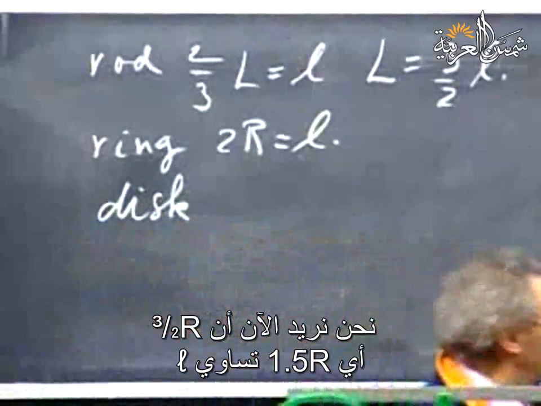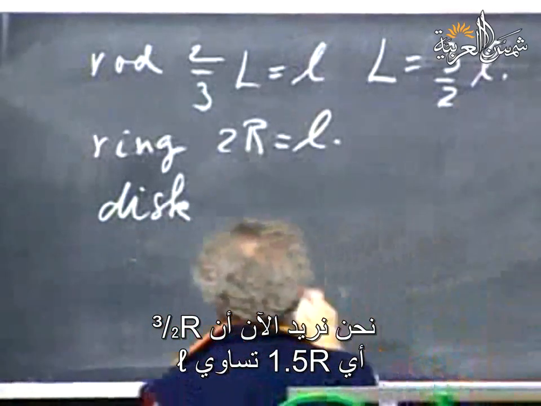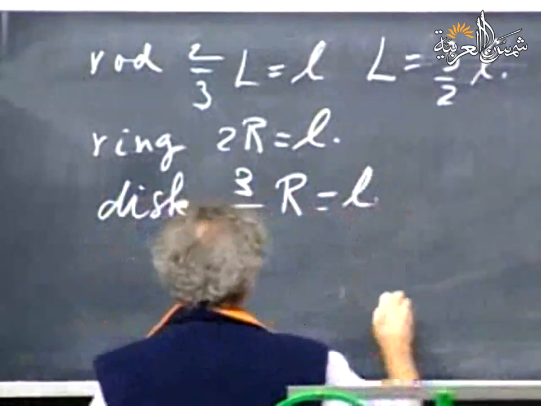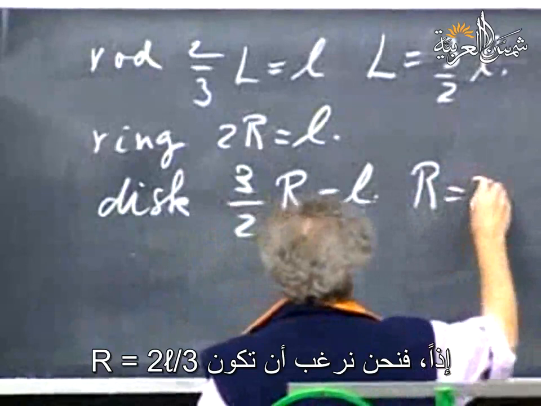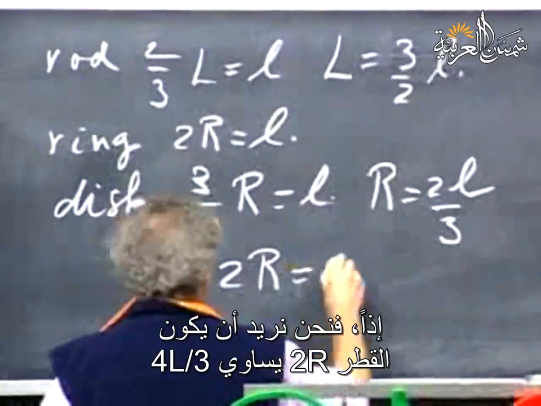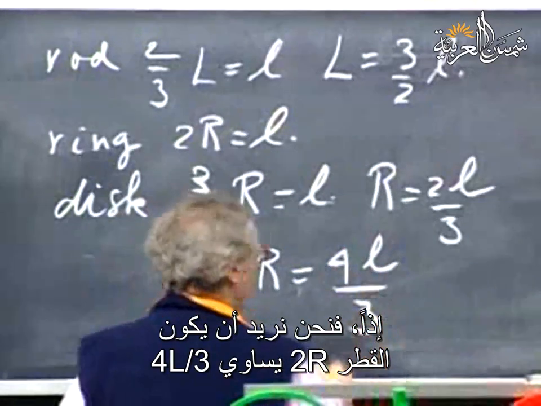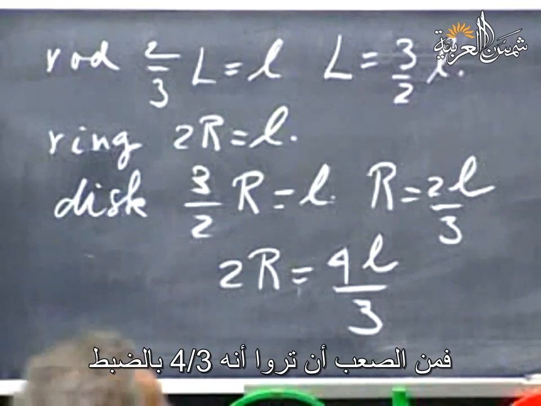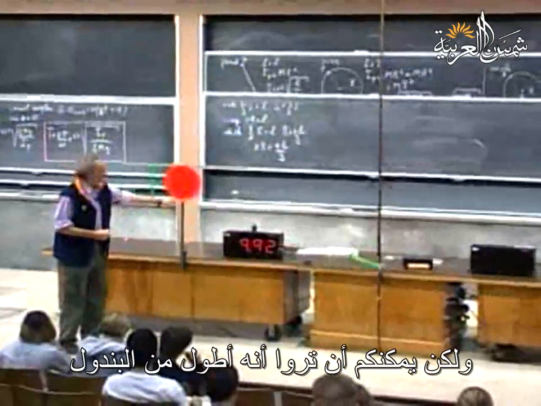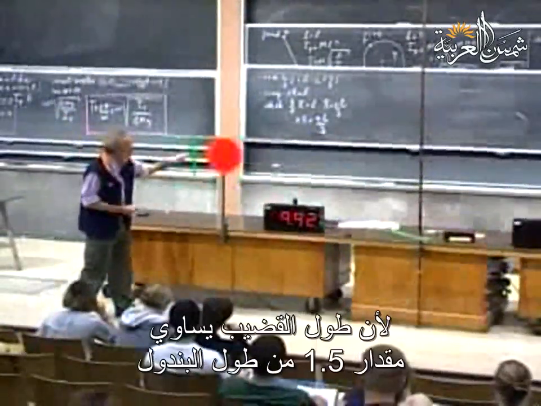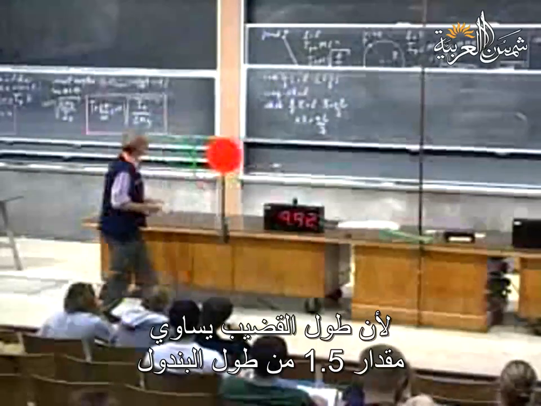So now we require that 3/2 r, 1.5 r, we want that to be L. So we want r to be 2L divided by 3. So we want the diameter 2r to be 4L divided by 3. And when you look at the disk, it's hard to see that it is exactly 4/3, but you can see that it is longer than the pendulum. It should be 1/3 longer, but it is not as long as the rod, because the rod is 1.5 times the length of the pendulum.